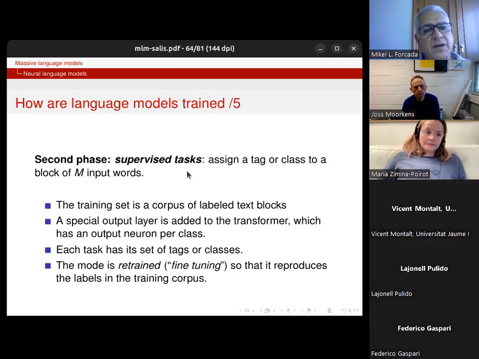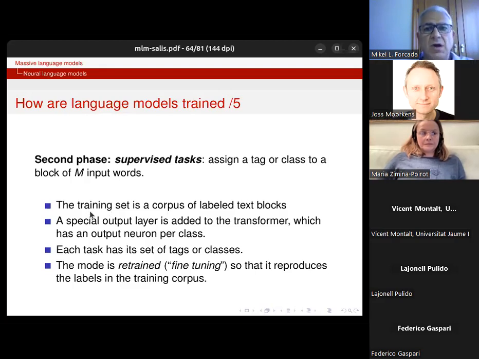And then when you do that, you have a model that is very good at predicting the next word. But this is not what you want. You want a model that answers questions and maintains a conversation and things like this. So you retrain it on another set of tasks that are supervised this time. So you actually have to tell it, this block of text has this label. So you have a training set, which is a corpus of labeled text blocks, and you have added a special output layer to the transformer.